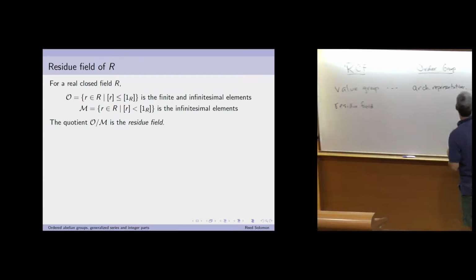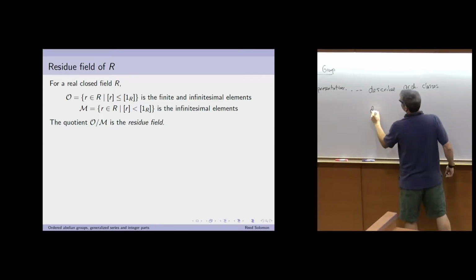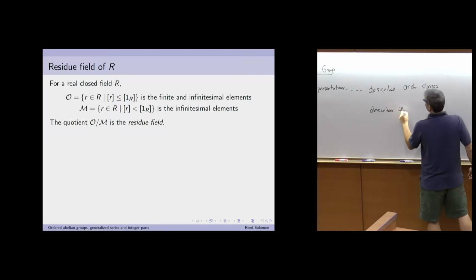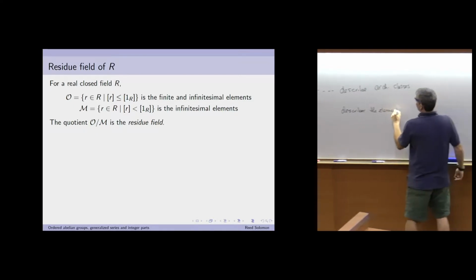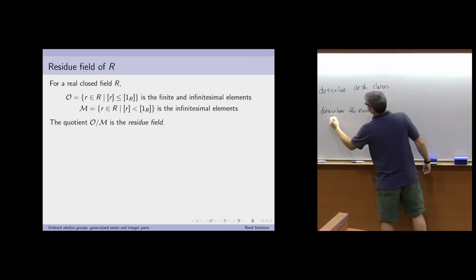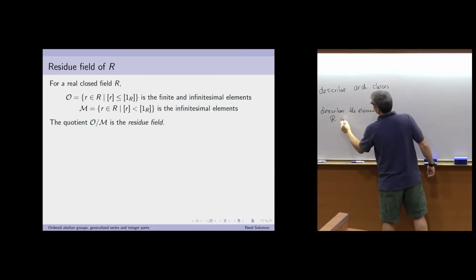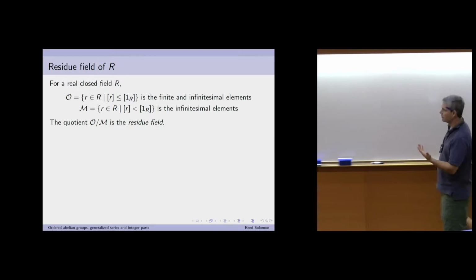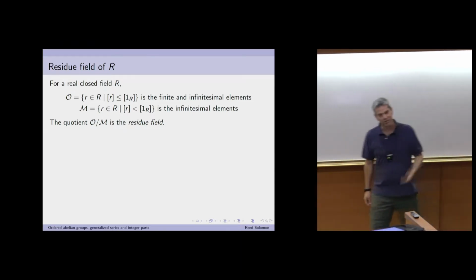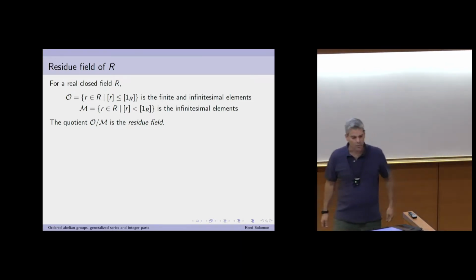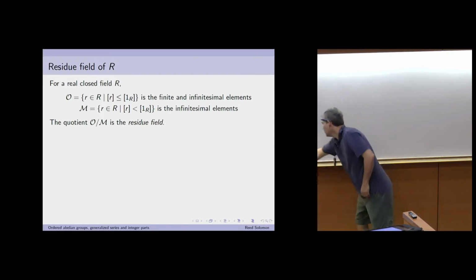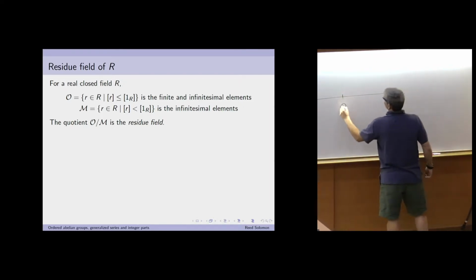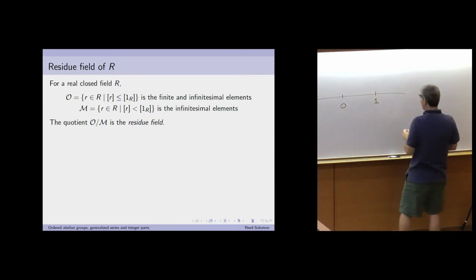the residue field, and this describes, say, the elements, the reals that are in your real closed field. And how does it work? In your real closed field, you've got 0, you've got 1.